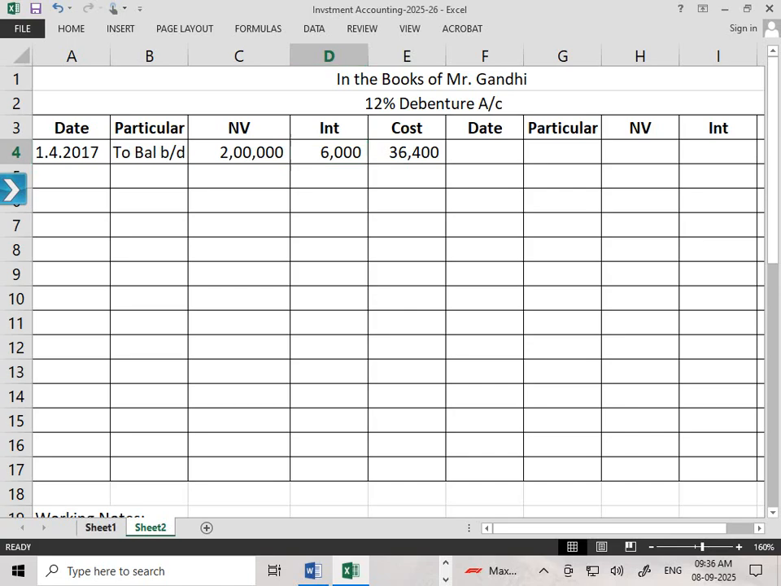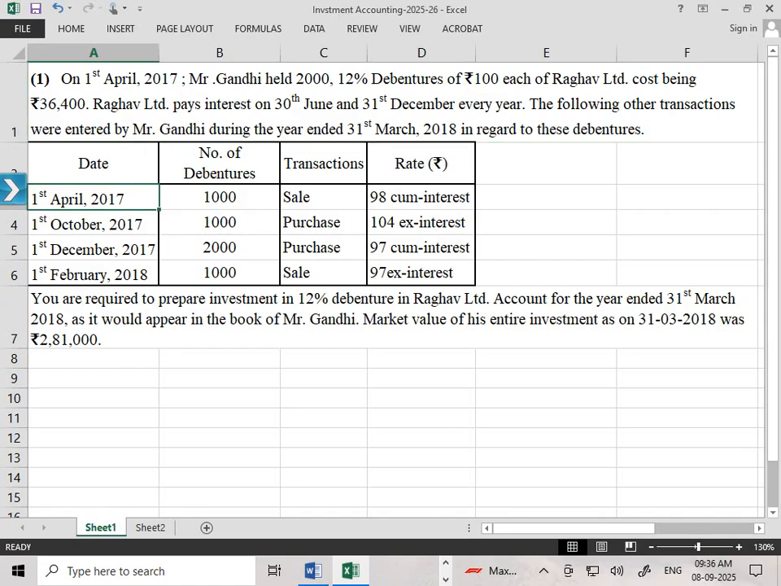Okay, now we will go through each and every transaction. The first transaction, directly they have given what? Sales. How many units sold? 1000 units sold at the rate of 98 cum interest. 98 cum interest means in this 98 rupees interest is included. So when we write the cost, we will deduct that interest. So first of all, we will record this on 1st April.